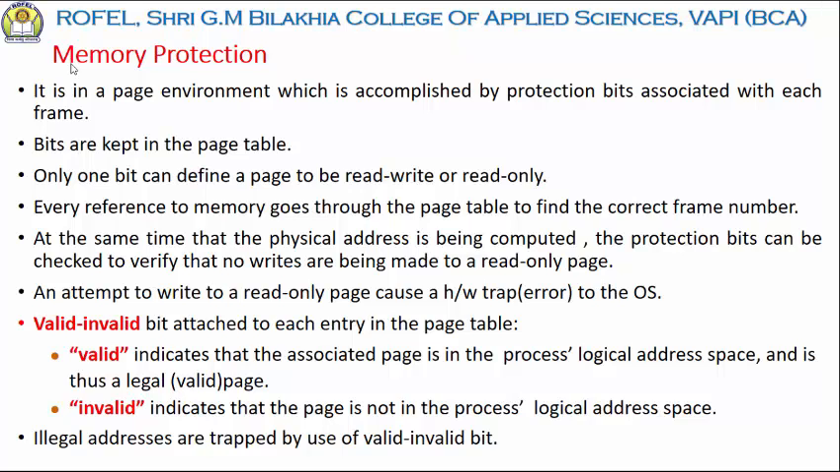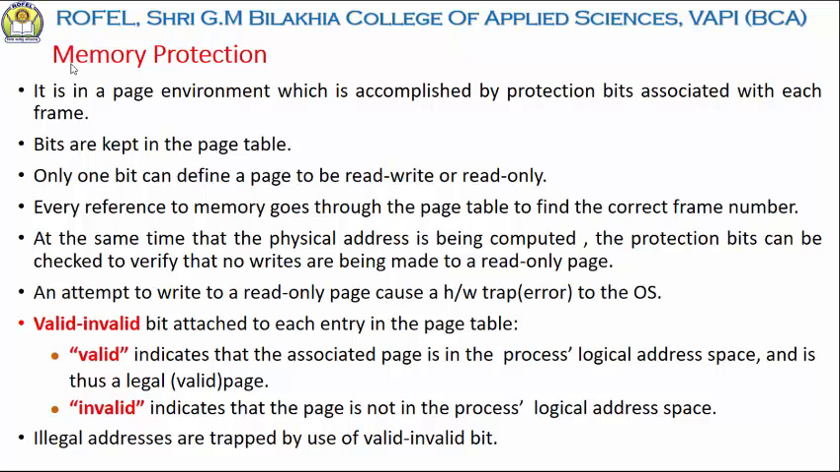Memory protection is needed because sometimes the page contains read-only or read and write. So at that time the paging environment uses some protection bits for each and every frame. There are two different types of bits. One is valid, defined by V, and one is invalid, defined by I. The bits are kept in the page table. Only one bit can define in the page table whether the page is read-write or read-only.